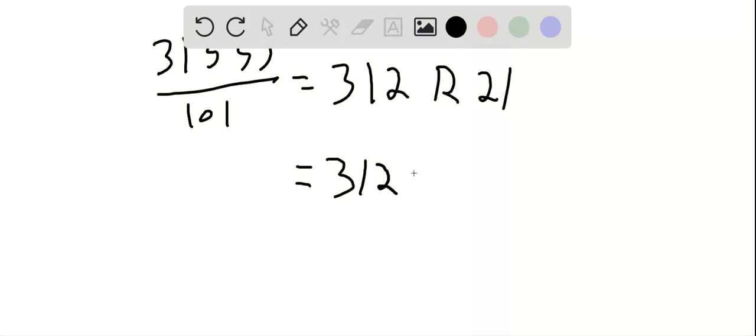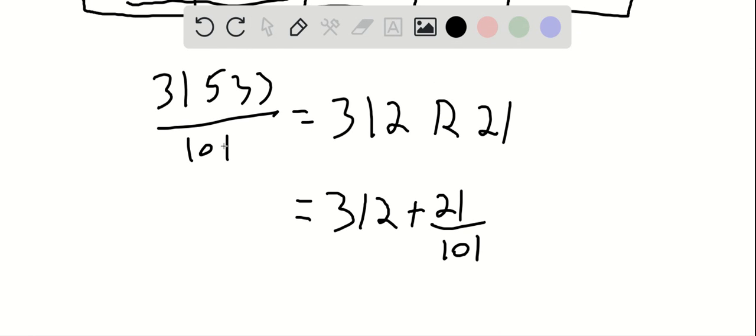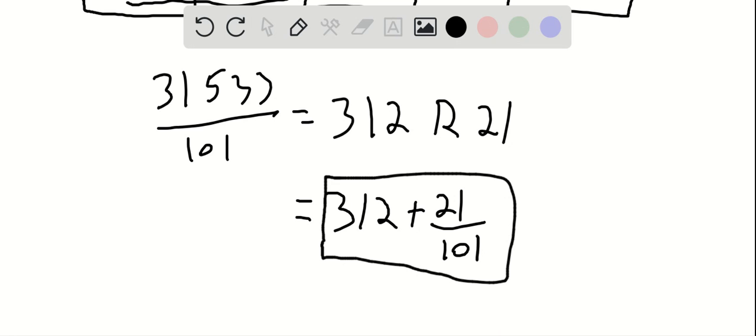That means we have 21 dots that are still waiting to be divided by 101. So 31,533 divided by 101 is equal to 312 plus 21 over 101. All right, cool.